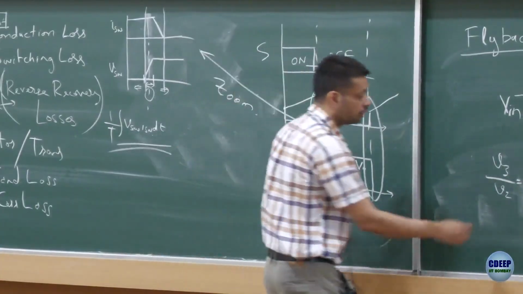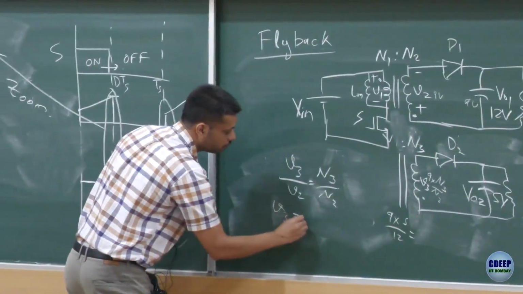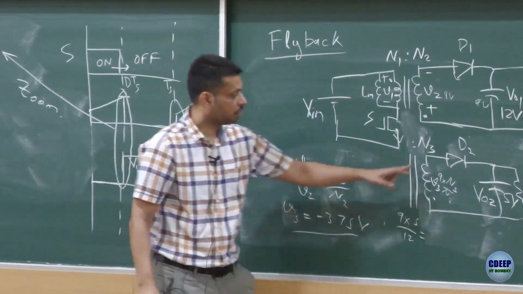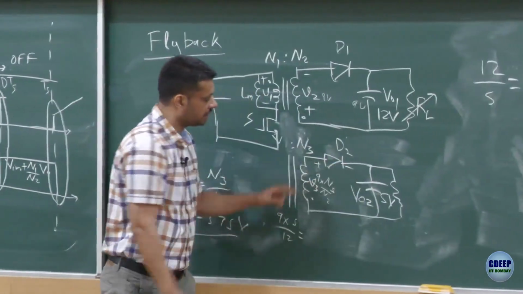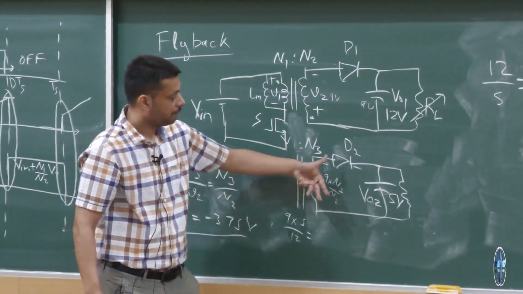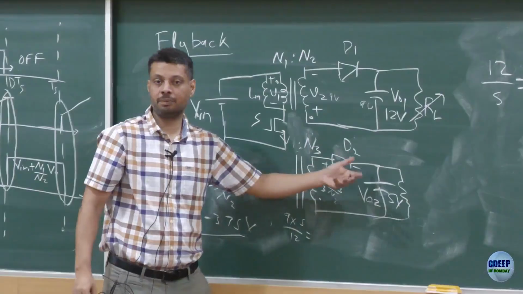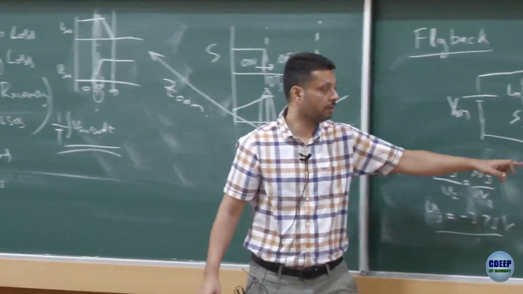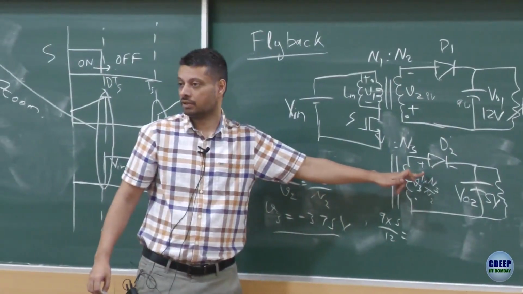So if you solve it, you get V3 equal to minus 3.75 volt. Now what is the voltage across the diode? This is minus 3.75, so minus 3.75 minus 5, so the voltage across the diode will be negative 1.25 volt, and the diode D2 will be reverse biased, right.